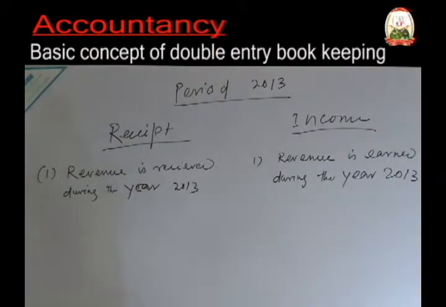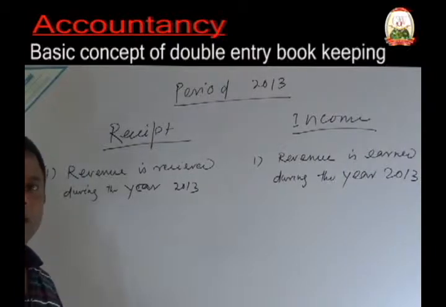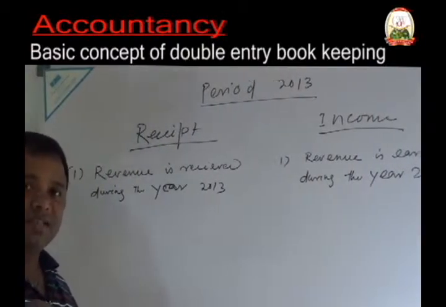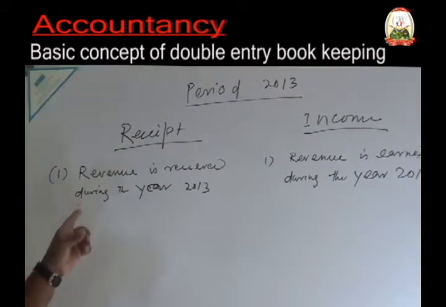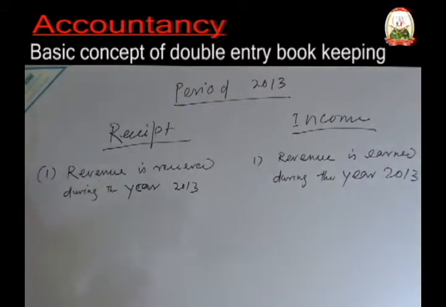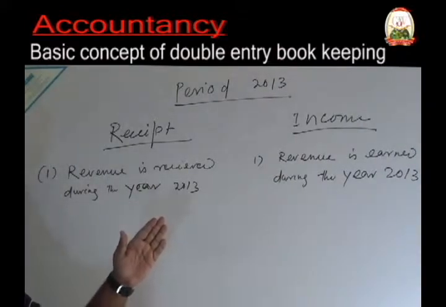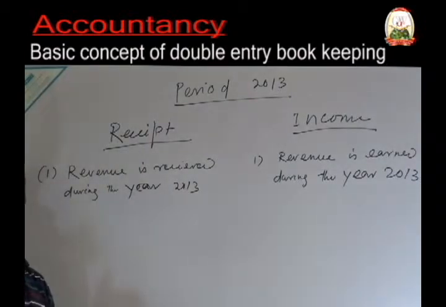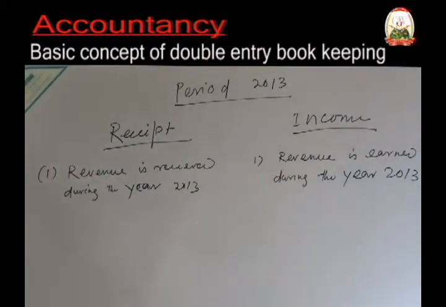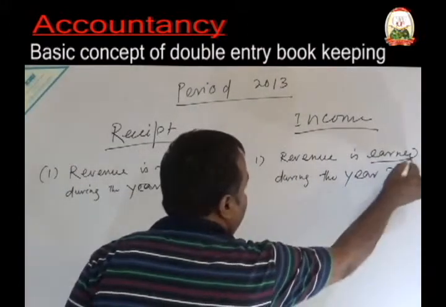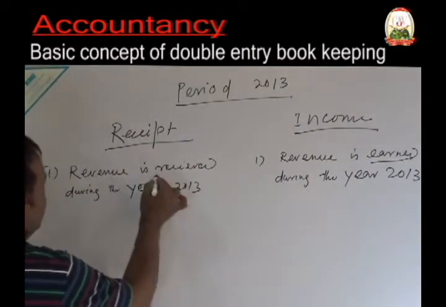Like expenditure and payment, you will consider in a similar manner the receipt and income. Here the receipt is the revenue received during a particular period, whereas income means the revenue earned during a particular period. Here the verb appropriate for income is earned, whereas for receipt it is received.